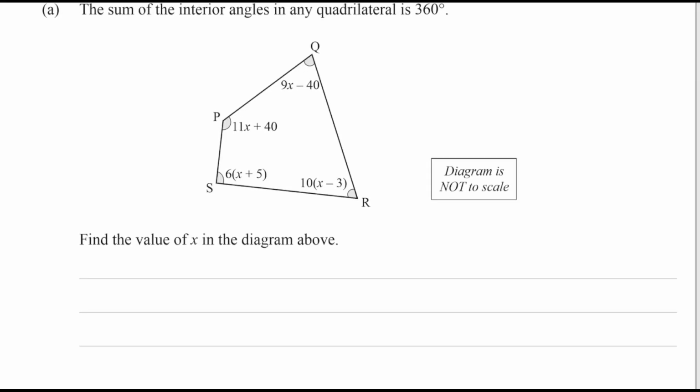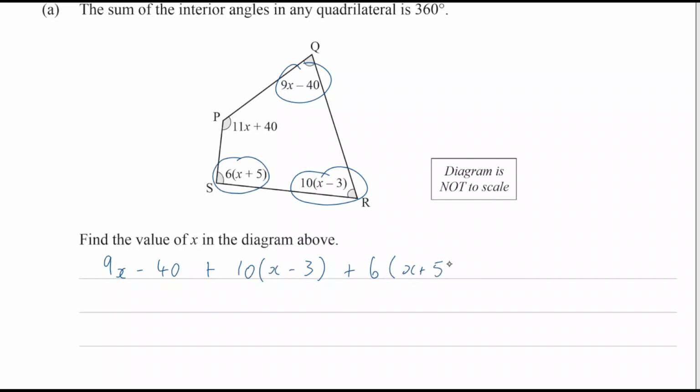So putting this into an equation, we have 9x minus 40 is one interior angle. We will add the next interior angle, and the next one, and the last one. And we know that the sum, so adding up all these angles, will give us 360. That's a property of a quadrilateral.